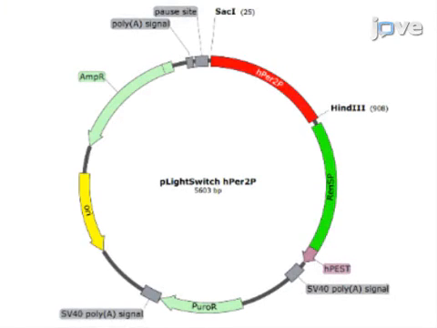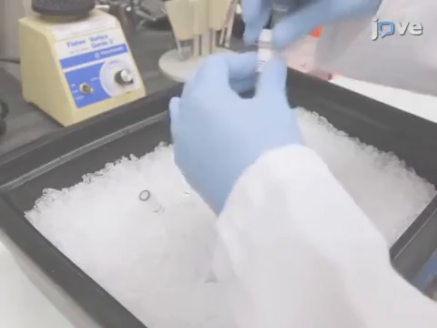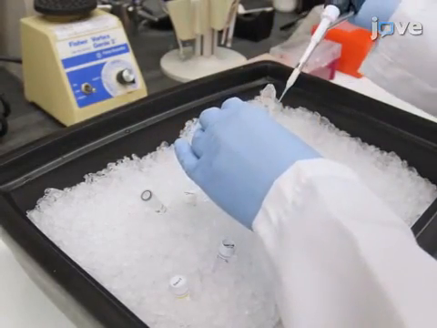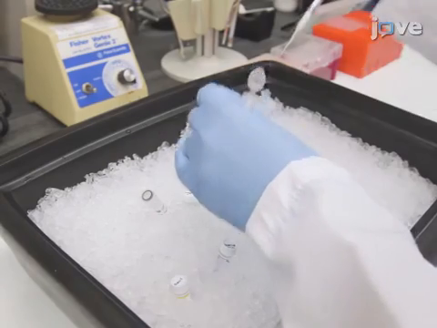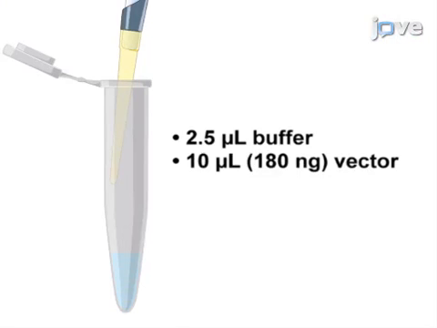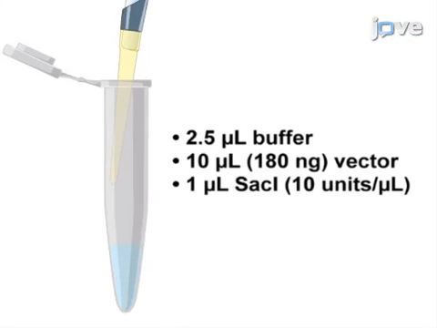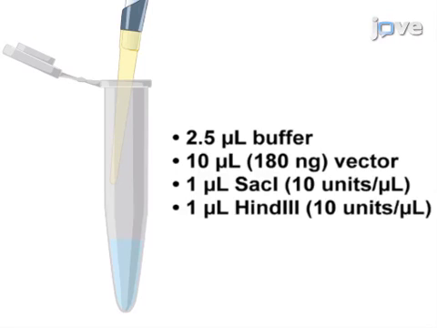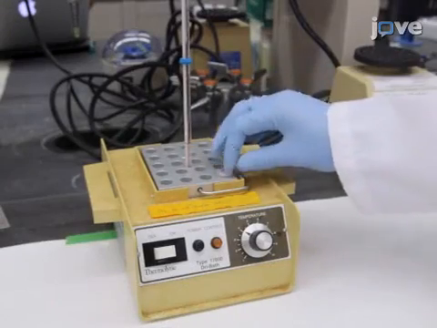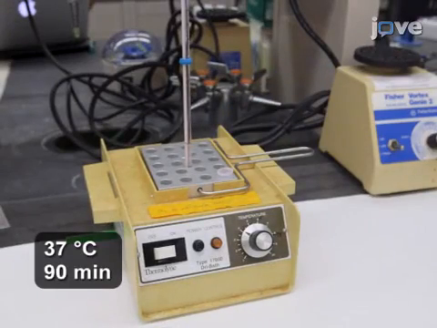The human PER2 promoter fragment is obtained from a customized vector that contains human PER2P at the site between SAC1 and HND3 in the multiple cloning region. To cut the human PER2P fragment out from the vector, mix the following in a DNA, RNA, and nucleotide-free microcentrifuge tube: 2.5 microliters of restriction enzyme buffer, 10 microliters of vector, 1 microliter of SAC1 restriction enzyme, 1 microliter of HND3 restriction enzyme, and ultra-pure water to 25 microliters. Incubate in a heating block at 37 degrees Celsius for 90 minutes.